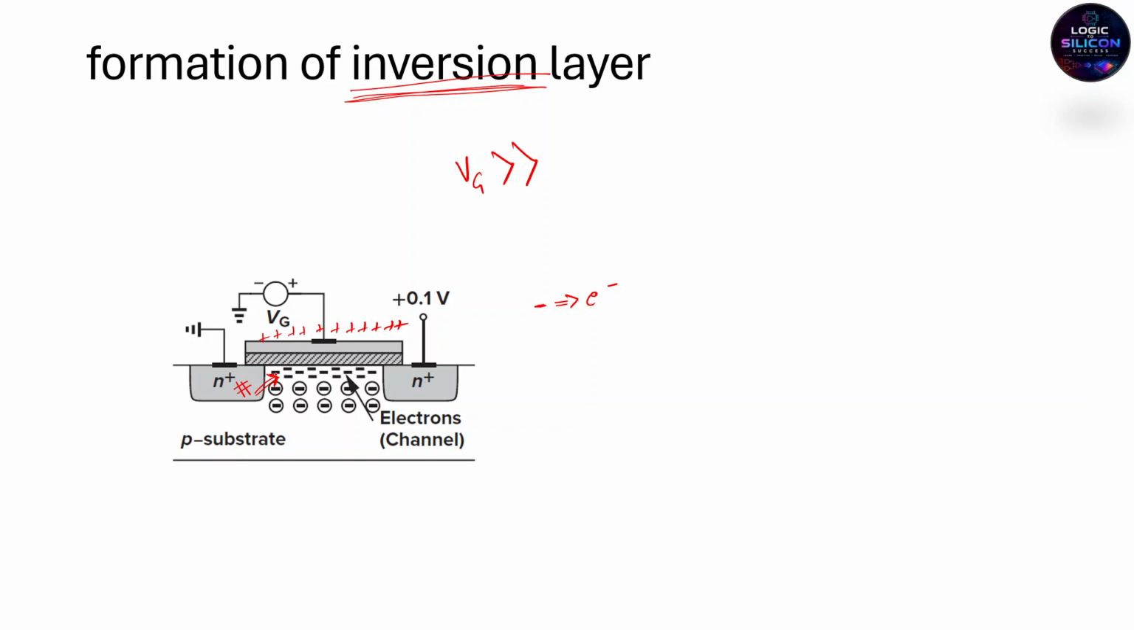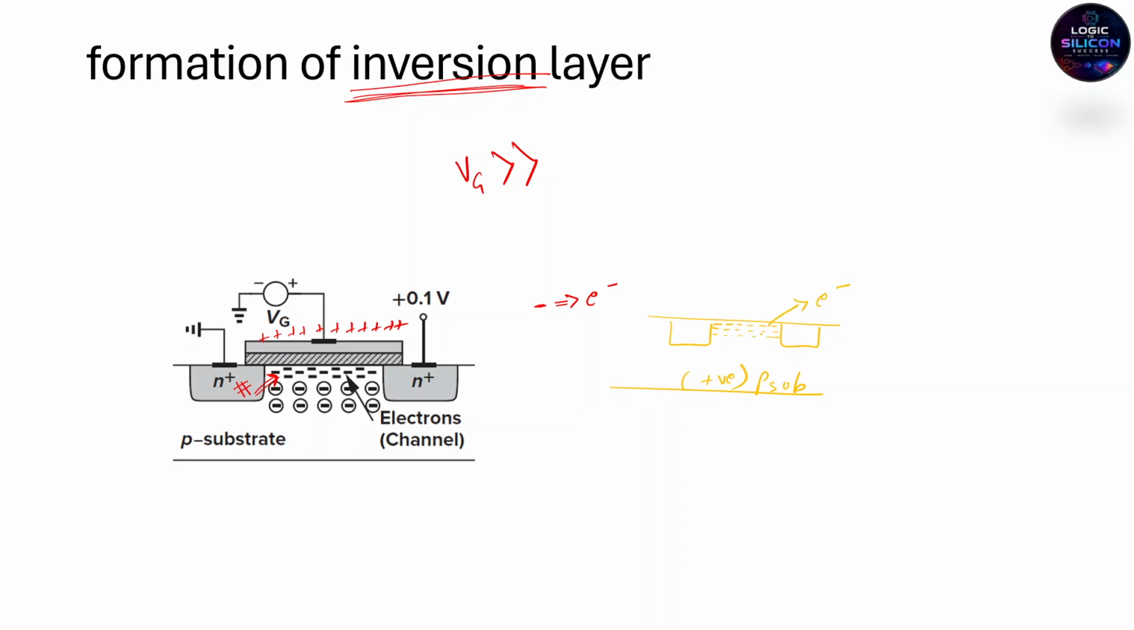So basically my channel, earlier they were negative ions, now they are electrons. So my channel starts getting inverted, right? We can say inversion. I'll tell you the exact reason why it is called inversion. Because earlier we had this structure like this, and we have this p substrate. P substrate means the positive substrate, right? And here we have started accumulating the negative charges. Those are the electrons.